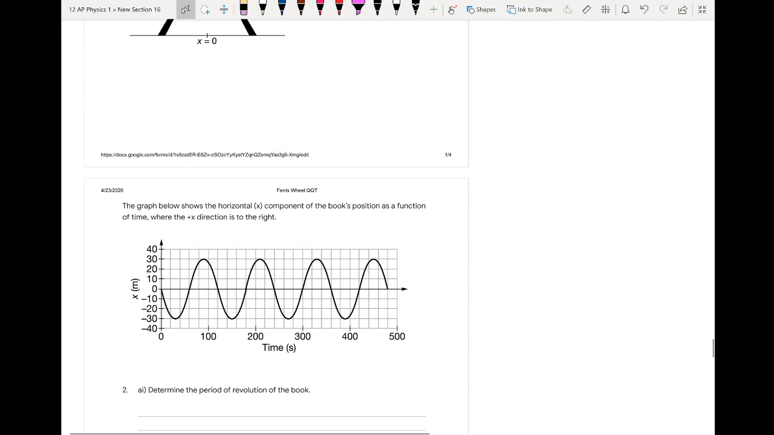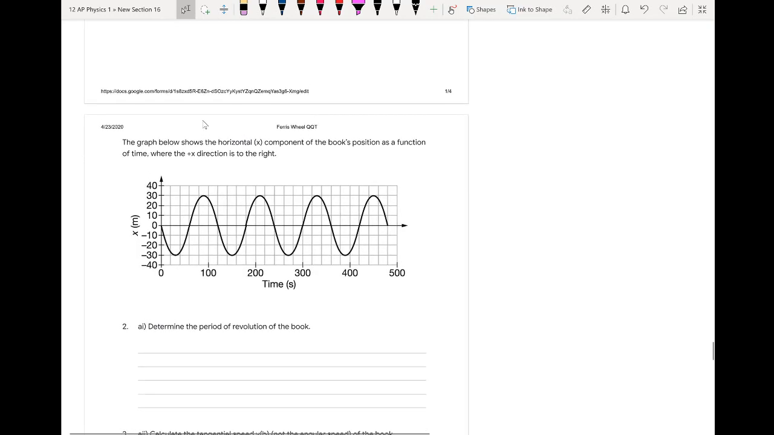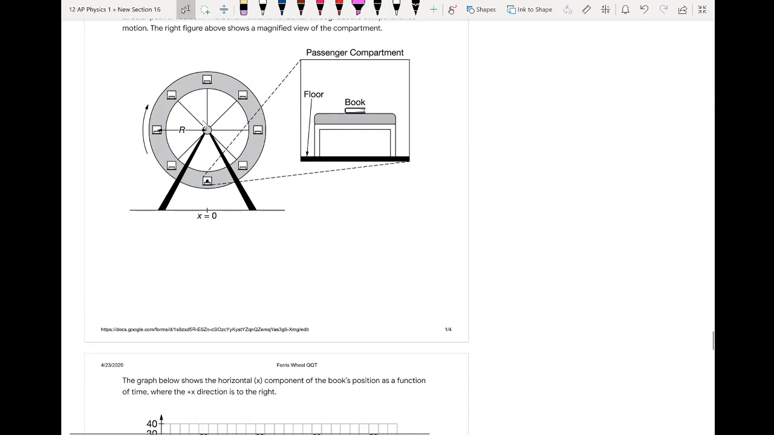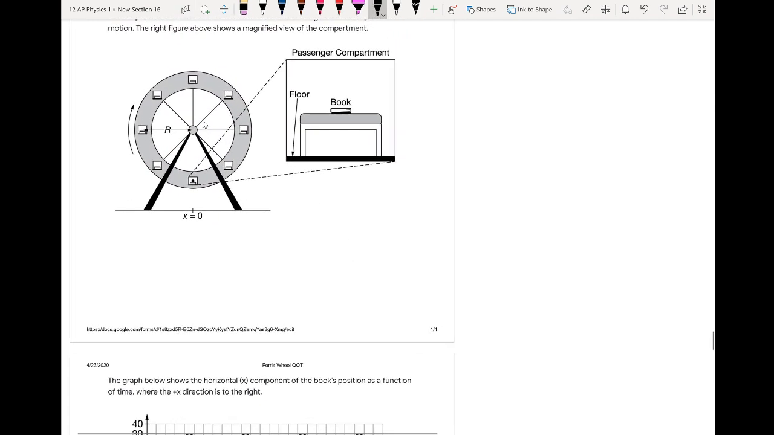So we're looking, what is the period of a revolution of the book? A period, we said, is just going to be one full rotation, one full cycle. In this case, it's a little bit hard to think about just the x direction. So let's come up here and say, we want to know for one full rotation. We start out at x equals 0. That's our beginning point. Now let's think about what else is happening in the x direction. So it goes over there.